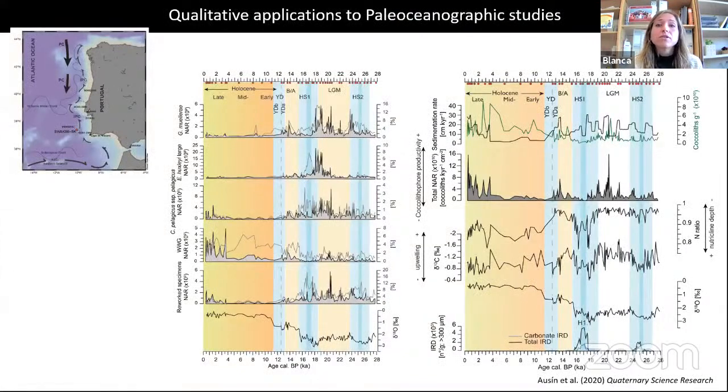So here we used over 200 samples from core SHAK 06-5K, located at the classic Shackleton site in the Southwest Iberian margin. It's marked here by this little tiny red star. Apologies for that. And it is densely dated. You can see here all the radiocarbon dates that we produced for this age-depth model that covers the last 28 kiloyears.